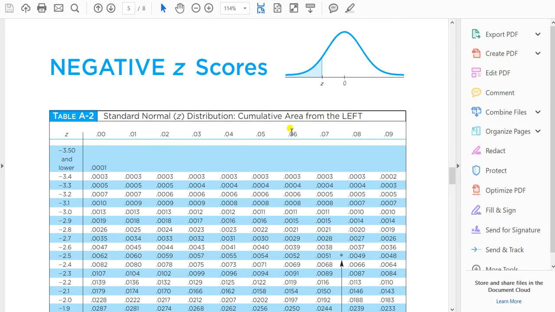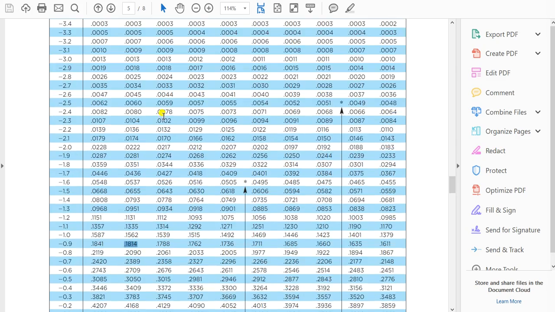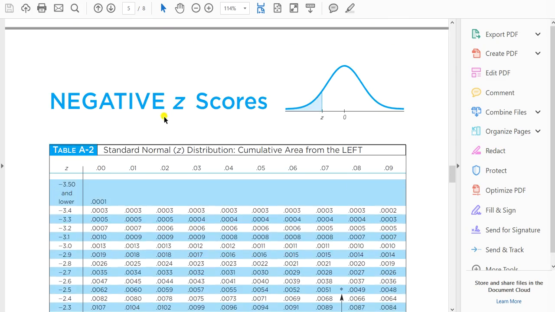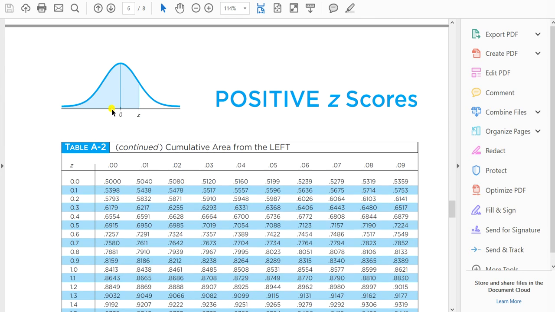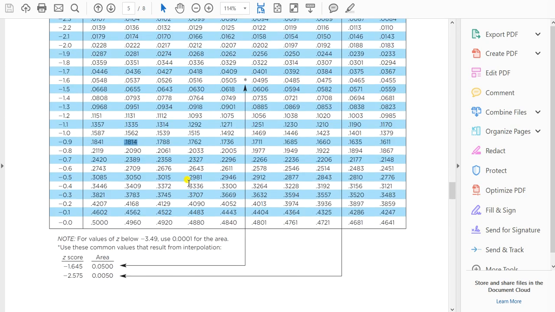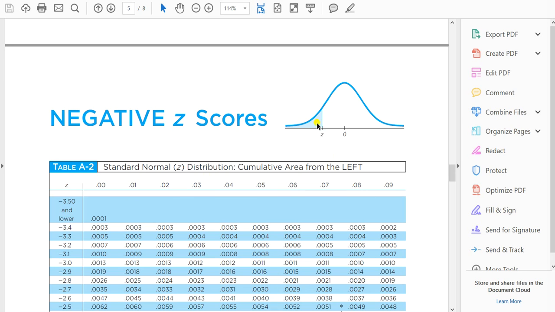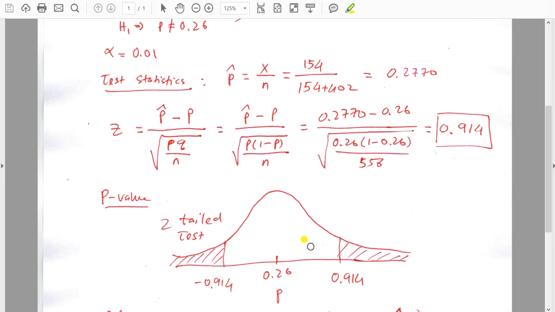So you have one that is negative, which is all the area from the left to some point z, or you have the positive z-score. If you choose the z-score on the right side for the positive, then it counts from that point all the way to the left. But we don't need this one because we only include the two tails, the left side and the right side. Now go back to the picture here.